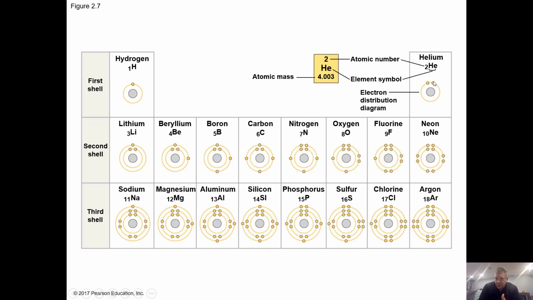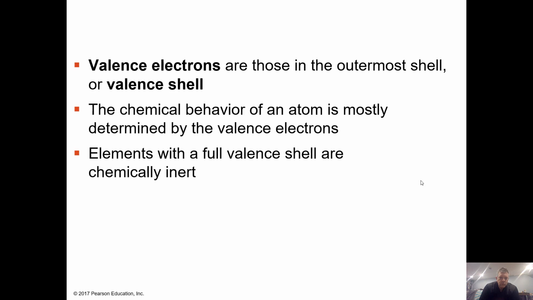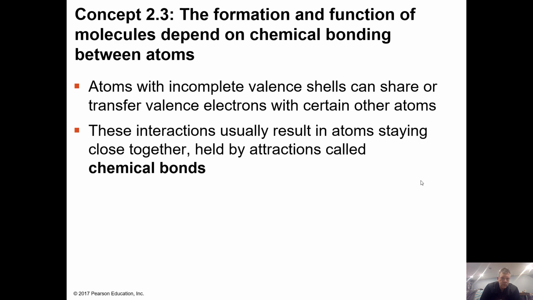With the exception of helium here. It has two electrons on the outside. Neon and argon have 8. And there's reasons for that, which we won't go into now. And that's it for chapter 2.2.